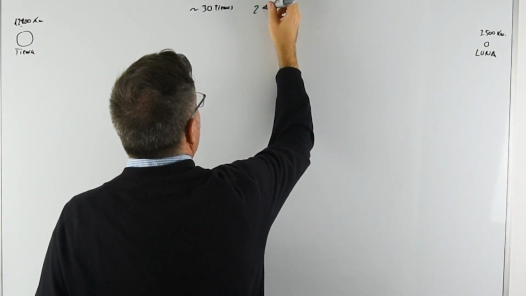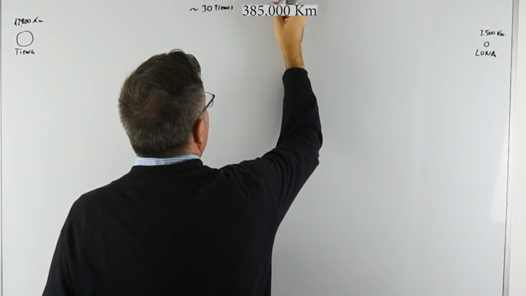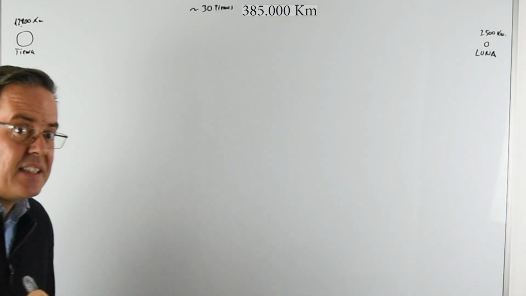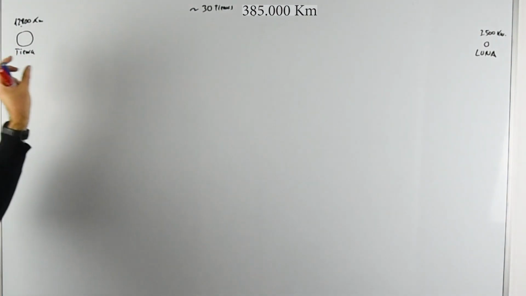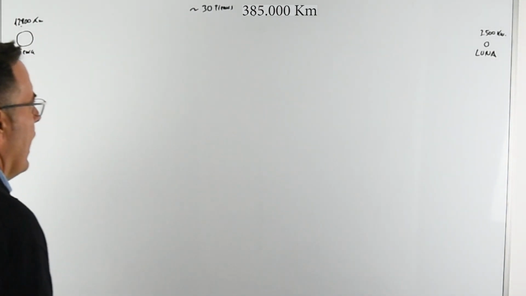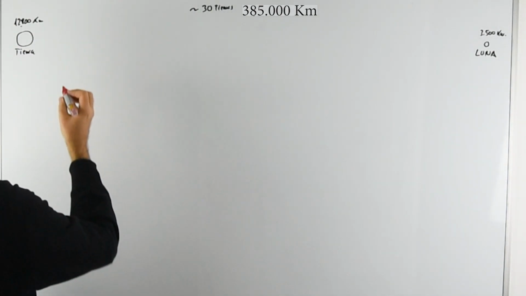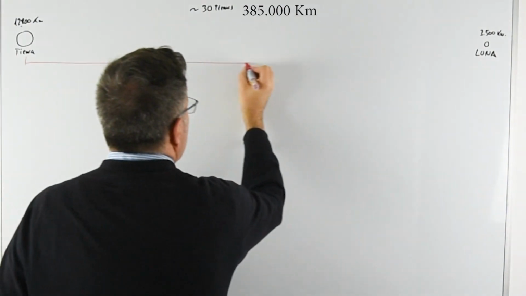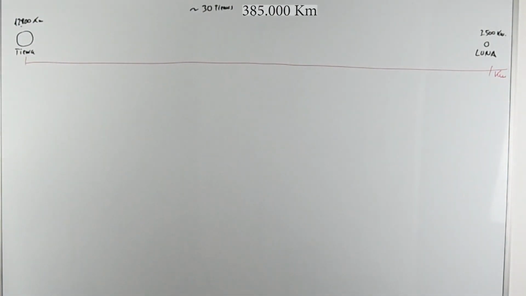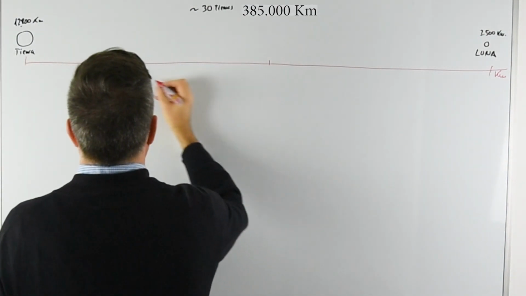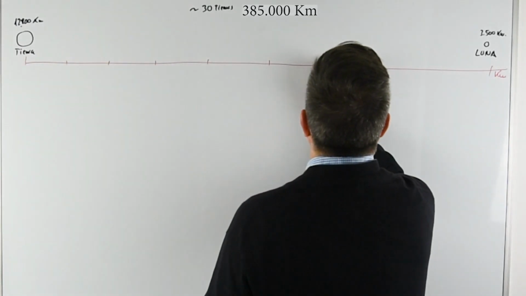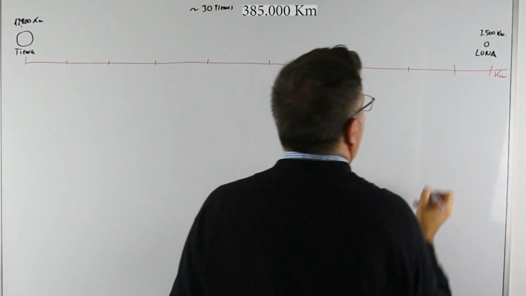What is the distance between Earth and Moon? Don't think too much. I will tell you the distance is 30 times the Earth, so 385,000 kilometers. If we put 30 Earths in contact, one after the other, we will reach the Moon. Then I'm going to represent a line and divide it into 10 parts.